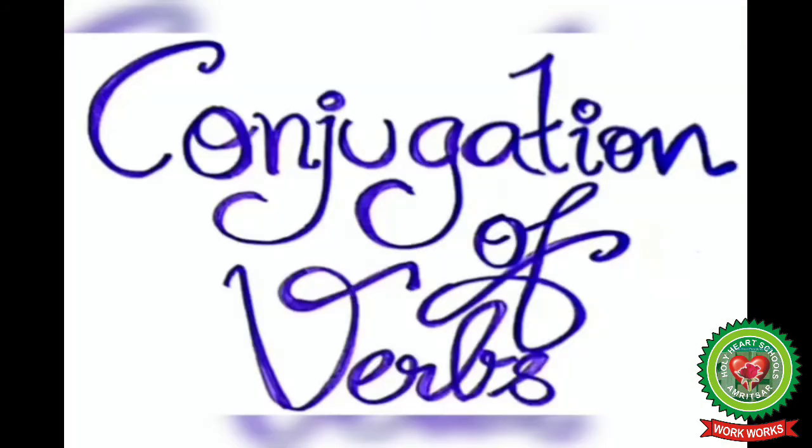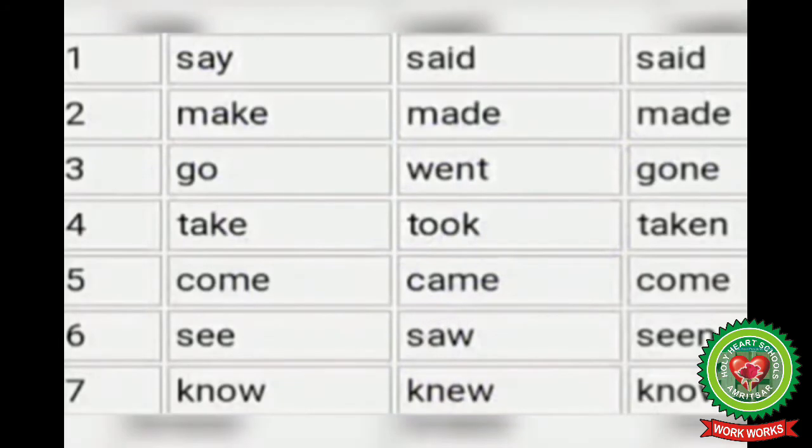Now, before discussing each tense in detail, let me quickly discuss conjugation of verbs with all of you. Now, what is a conjugation of verbs? Conjugation of verbs means verbs having all three forms, that is present form, past form and past participle form. Now, here are some examples. Say is a present form of verb, said is a past form of verb and said is a past participle form of verb. Similarly, make is a present form of verb, made is a past form of verb and made is a past participle form of verb.